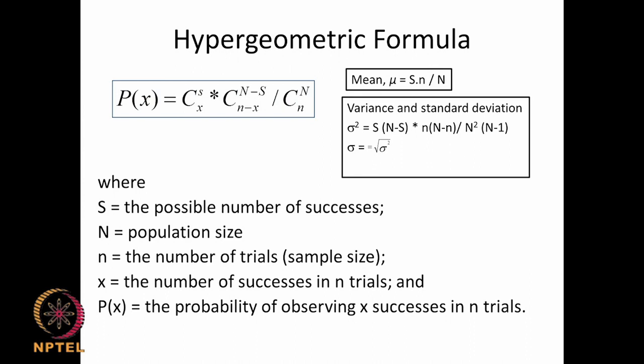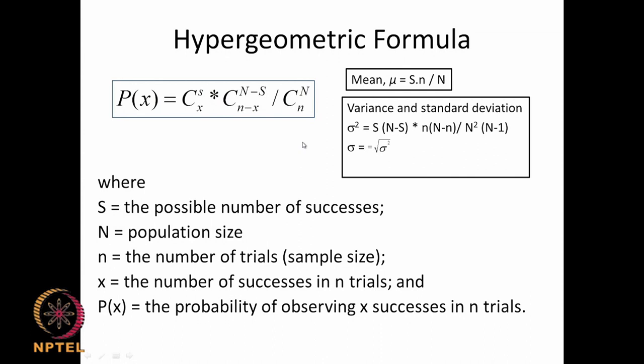C(S,x) is nothing but S factorial divided by x factorial times (S minus x) factorial. This is the symbol for that. So S factorial is in the numerator, and the denominator has x factorial and (S minus x) factorial. Similarly, (N minus S) factorial is in the numerator, with small (n minus x) factorial in the denominator, and then (N minus S minus n plus x) factorial again in the denominator. That is how it is broken down. And this shows capital N factorial in the numerator, and the denominator has small n factorial and also (N minus n) factorial. And that is how the terms look in the hypergeometric distribution.